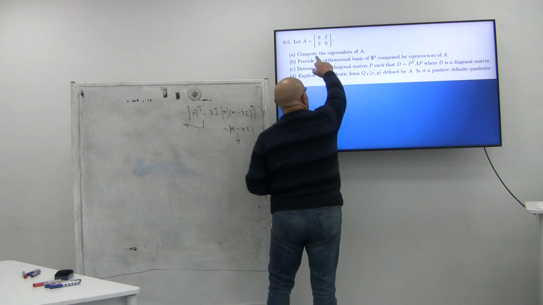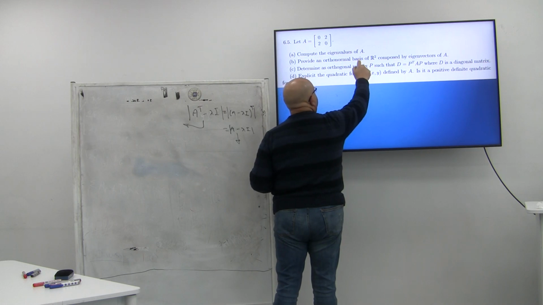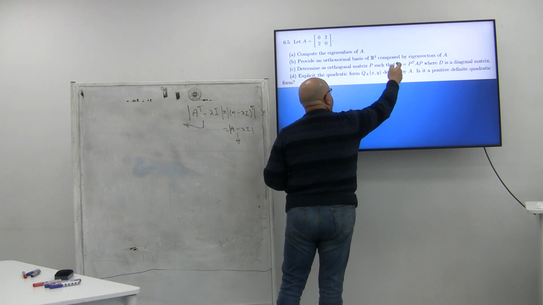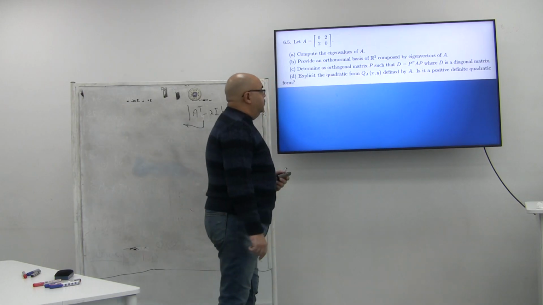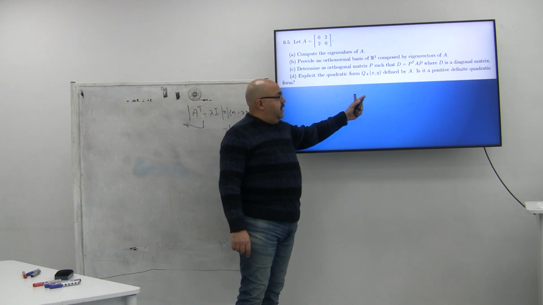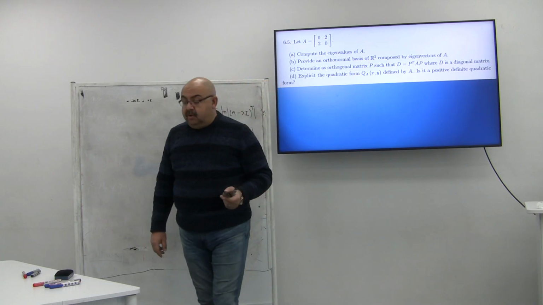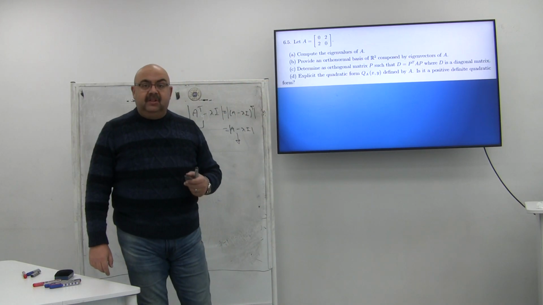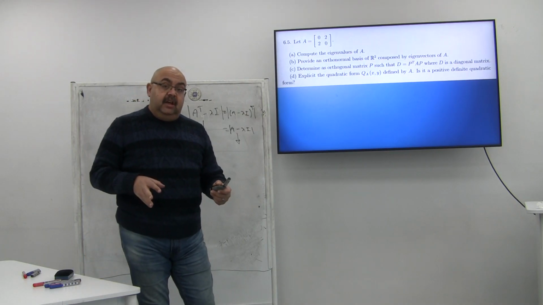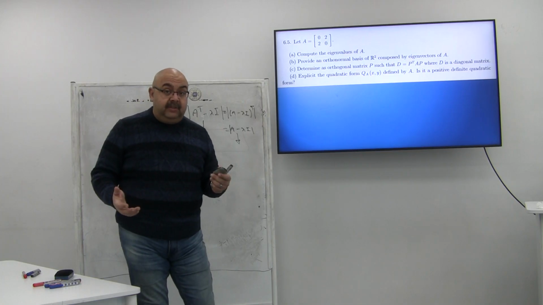So he needs you to compute the eigenvalues of A, provide an orthonormal basis, this is the B matrix, composed by the eigenvectors of A, determine the orthogonality in the diagonalized matrix, where B is a diagonal matrix, explicit the quadratic form QA defined by A, is it positive definite, and so on. Of course, all of this will be dealt with, especially for the classification of the definiteness, if it is positive definite, negative definite, or something, once you evaluate your eigenvalues.